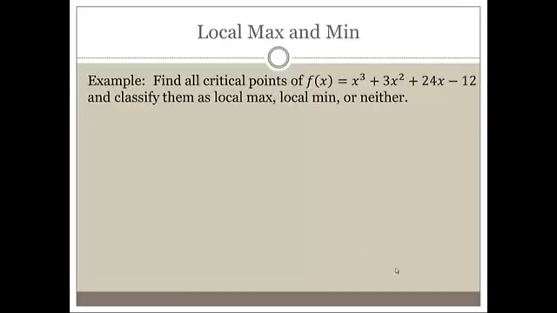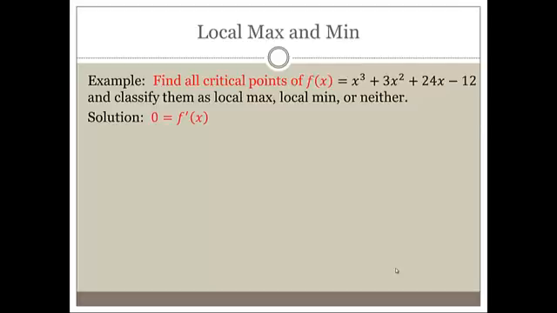Let's now look at an example using what we just found. Let's find all the critical points of the function f of x equals x cubed plus 3x squared plus 24x minus 12 and classify them as a local max, local min, or neither. To do this, we'll start by finding the critical points. That is, we'll start by finding when the derivative equals 0.